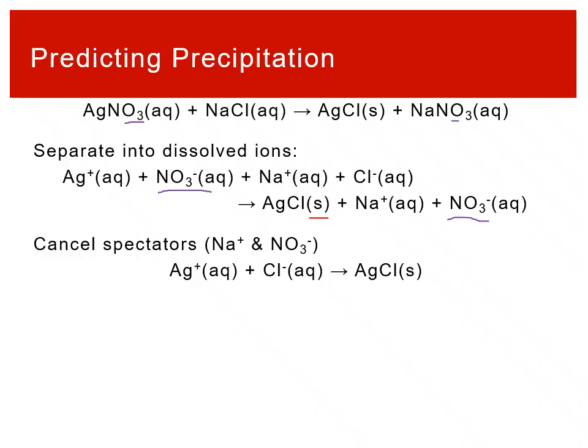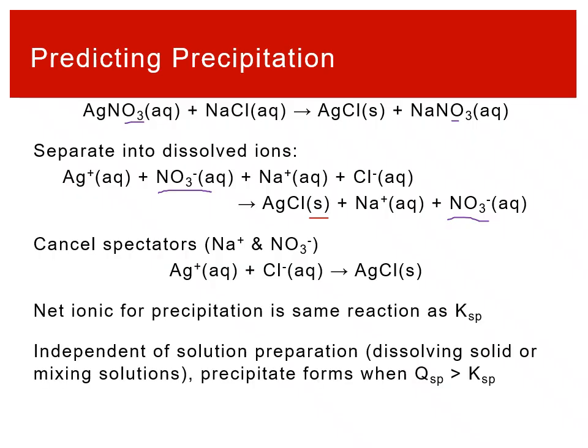becoming silver chloride solid, and that is the actual precipitation process, which you'll note is just the inverse of the Ksp reaction. So the equilibrium constant for precipitation formation is 1 over the solubility product, Ksp, right? It's 1 over that, because it's just the inverse of the reaction.